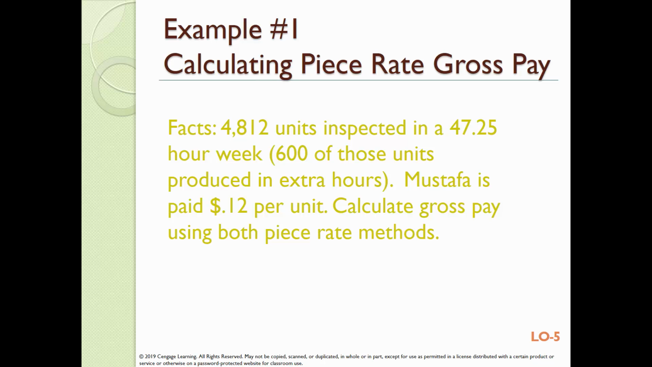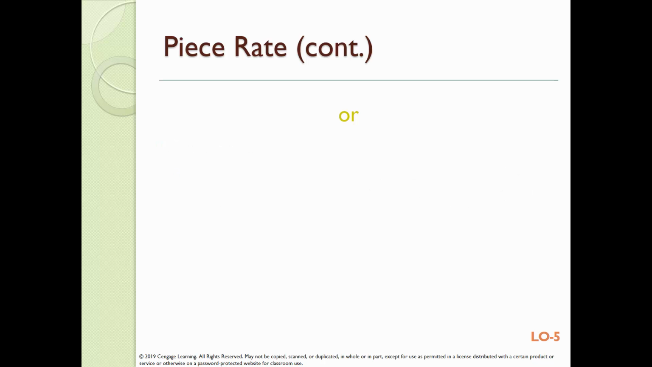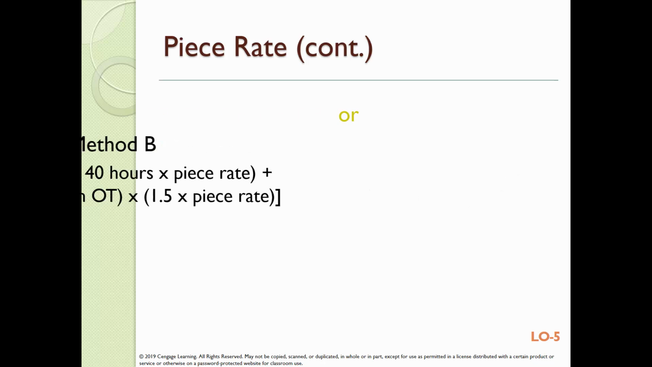So just kind of jot down the data, and then I'm going to go back to the screens where the methodology is stored. So 4,812. 600 were produced in the last 7.25 hours. 4,212 were produced in the first 40 hours. And he gets paid 12 cents a unit. Okay, method A.